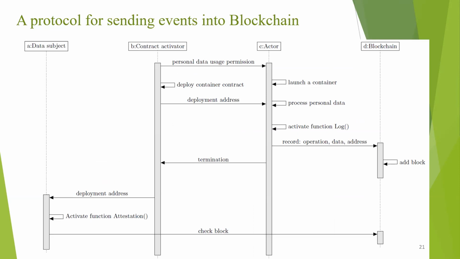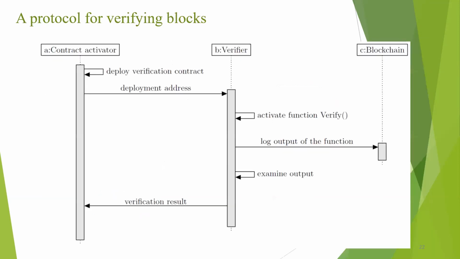And this is the protocol for sending the information into the blockchain through the containers. So first, when the actor launches a container on their side and they process personal data, they log some events which involve the operation on the data that is processed by the provider and the address of the actor or provider. And finally, we store this data to the blockchain and provide the user a function called attestation for tracking what happens to their personal data by providers.